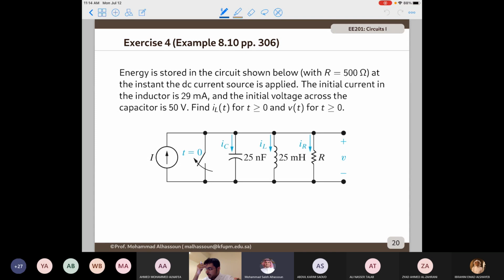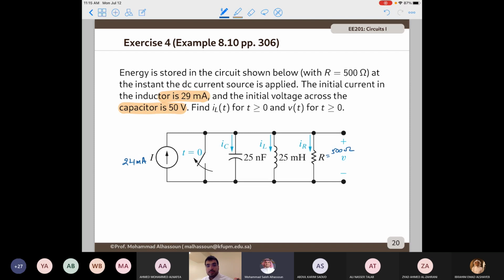So in this case, we are told that the initial current for the inductor is 29 milliampere, and the initial voltage across the capacitor is 50 volts. The source here is exactly the same as the previous one, and we are asked to find the current passing through the inductor for t greater than 0 and the voltage across the capacitor for t greater than 0. Okay, so let's start with the standard way of solving such a problem.